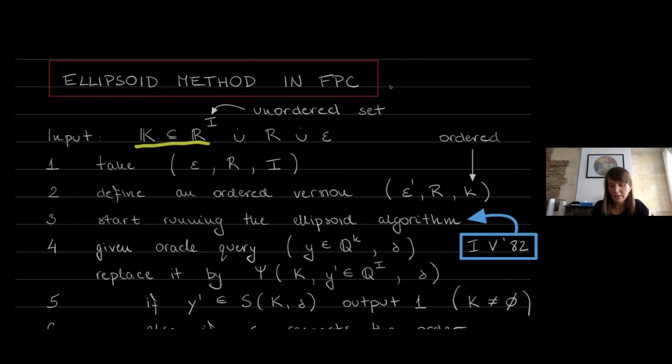So we take this K, we take R, and we know that K is included in a ball of radius R. And we have this epsilon, which comes from the fact that we are deciding the weak feasibility. Okay, so first we take the epsilon, the R, and the set I. So remember that the central cut ellipsoid method does not take as input the SDP, it takes as input just epsilon, R, and I, which comes from here. Now I just want to give you a high level idea of what happens.